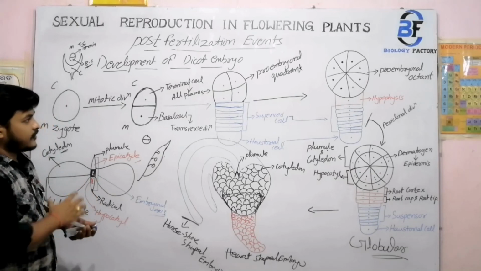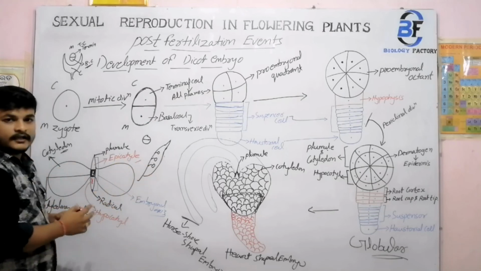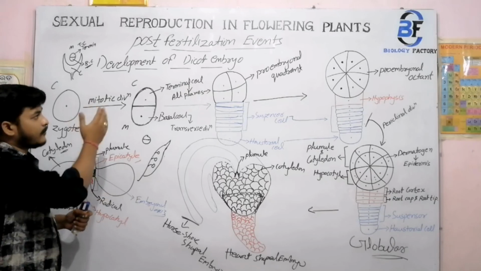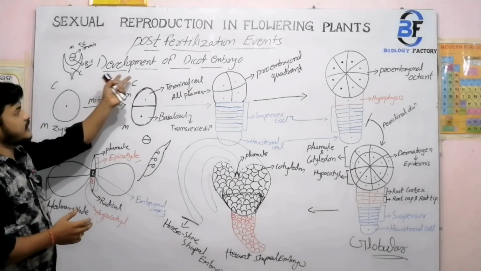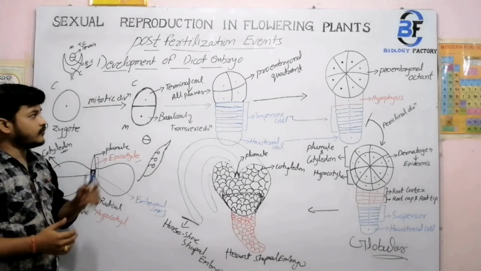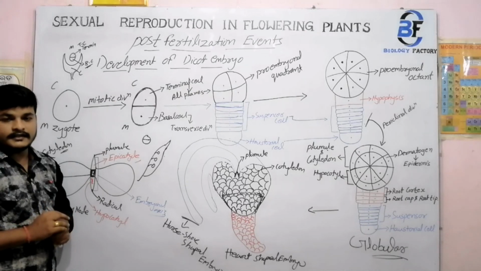I hope all these structures and the diagrammatic representation are helpful to all of you. In our next class we are going to study the monocot. We have already studied the development of a dicot embryo. In our next class we will continue with the development of the monocot. Stay tuned. Thank you.